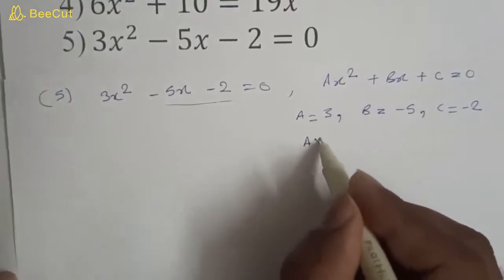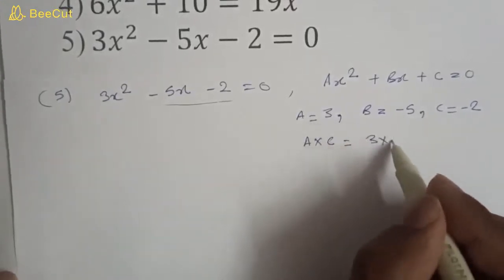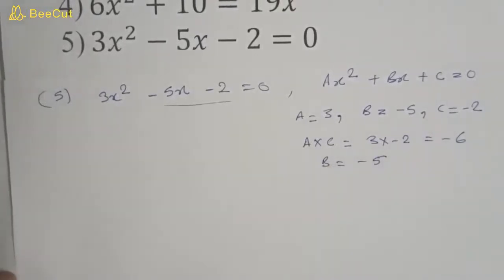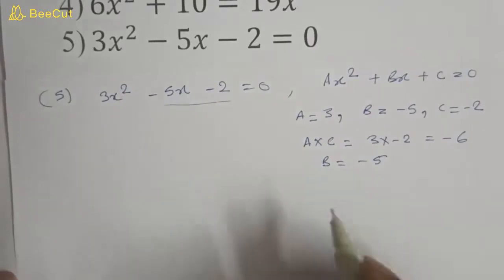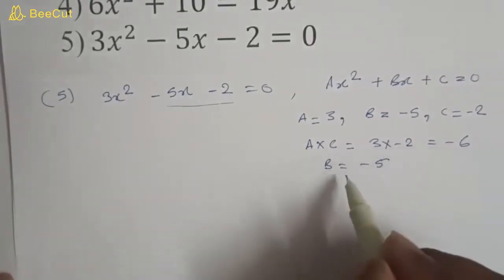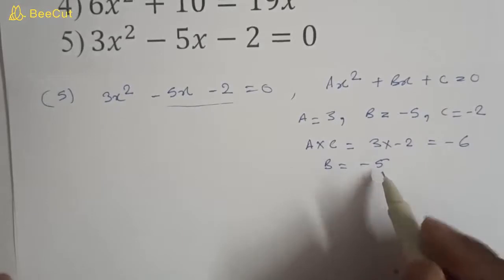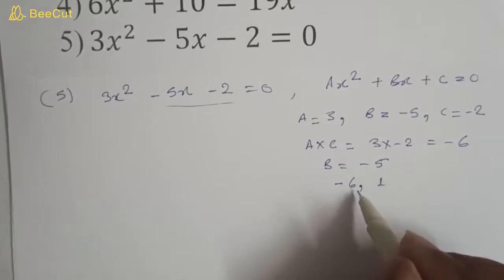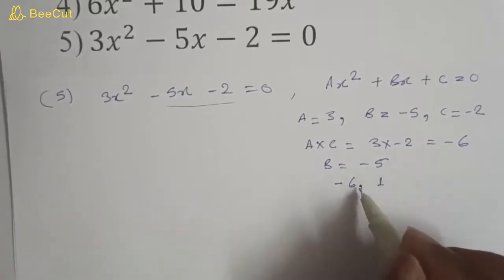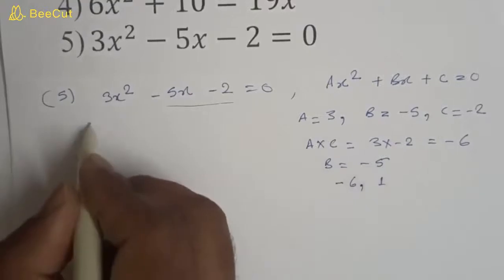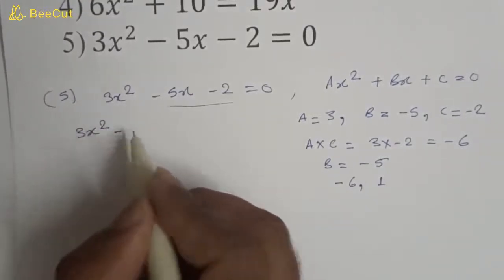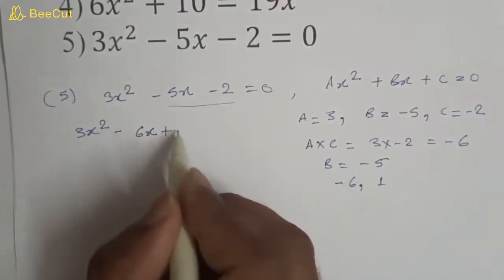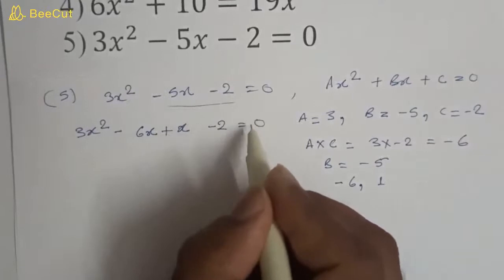If we multiply a and c, then we will get 3 into minus 2, which is minus 6, and b is minus 5. So we have to find two numbers. If we multiply, then we will get minus 6, and if we add them, then we will get minus 5. So minus 6 and 1 are those two numbers. If we multiply minus 6 into 1, then we will get minus 6. If we add these two, then we will get minus 5. So we can write 3x square, and in place of minus 5x we will write these two numbers: minus 6x plus 1x minus 2 is equal to 0.